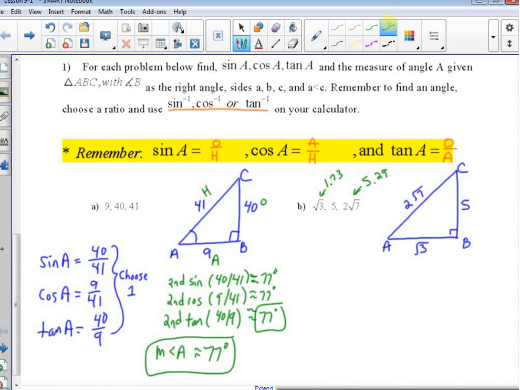And then we're ready to set up sine of A. So we need an opposite to angle A, which would be over here. We need an adjacent, which would be the radical 3, and we need a hypotenuse. So sine is opposite over hypotenuse, so this is going to be 5 over 2 radical 7, and I'm just going to quickly rationalize that denominator and get 5 radical 7 over 14.